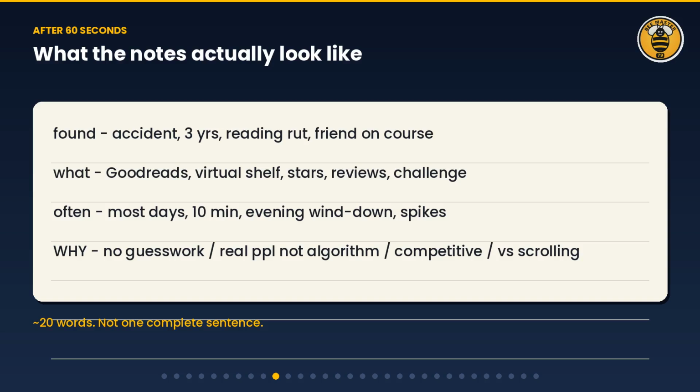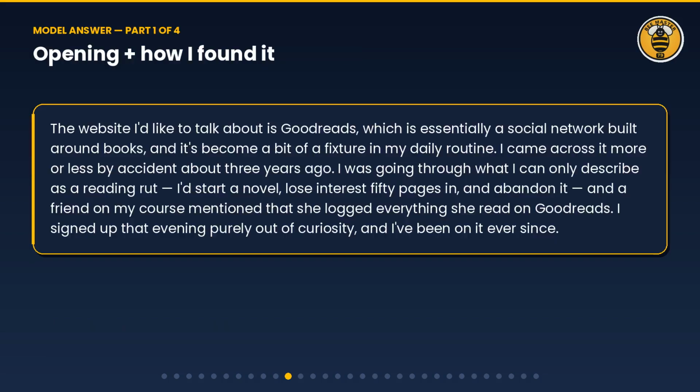Part 1. The opening and how she found it. The website I'd like to talk about is Goodreads, which is essentially a social network built around books, and it's become a bit of a fixture in my daily routine. I came across it more or less by accident about 3 years ago.